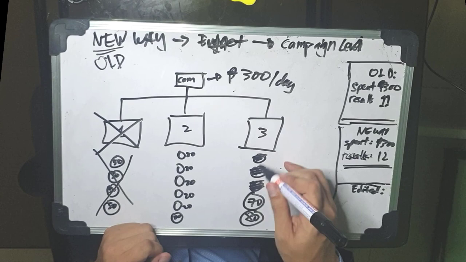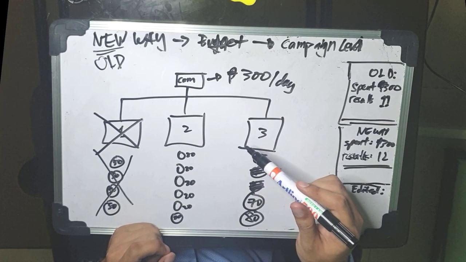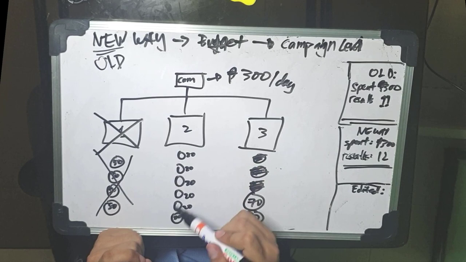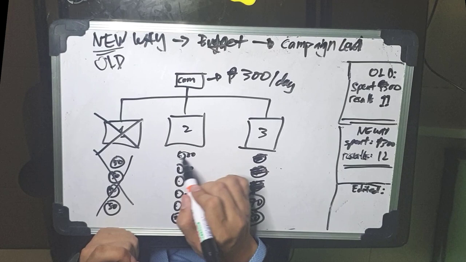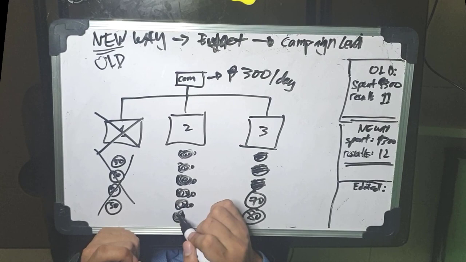So, magkano na lang ang natitira? You will now have 270 pesos na matitira kasi you have already bought 3 opportunities. Now, there is a remaining 1, 2, 3, 4, 5, 6. 6 na tig-20 pesos. So, mangyayari, this is cheap. So, mangyayari, your campaign or yung CBO will also buy these cheaper opportunities.